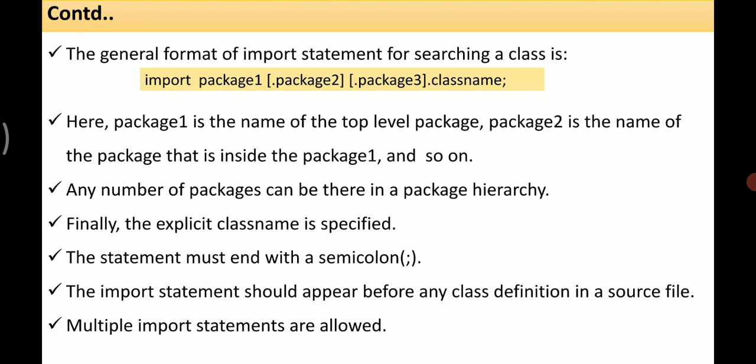So here package 1 is the name of the top level package, and package 2 is the name of the package that is inside package 1, and so on. So package 3 is nothing but the name of the package that is inside package 2. So it goes on. We can have any number of packages in the package hierarchy. So finally there should be an explicit class name, and the explicit class name has to be specified.